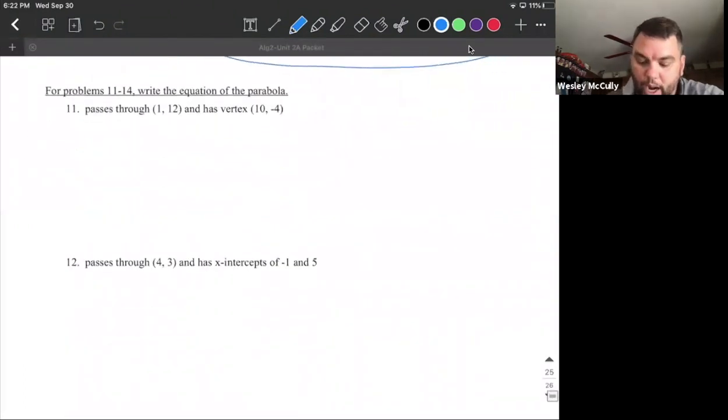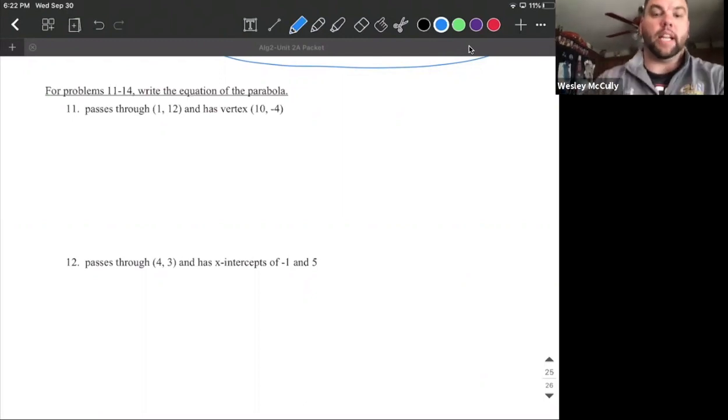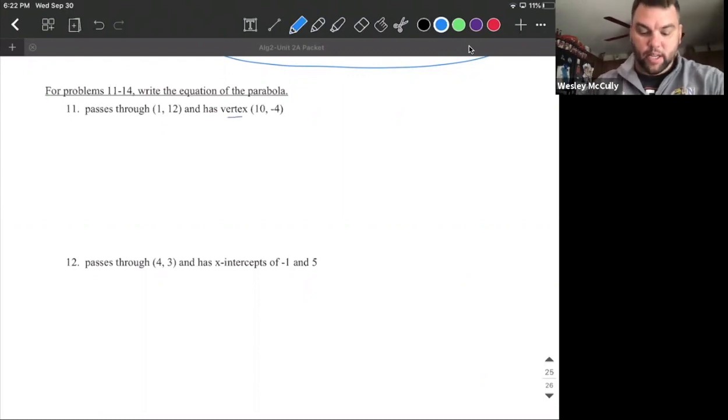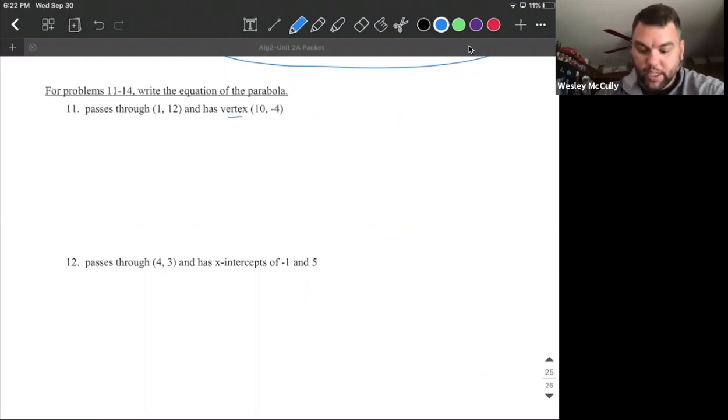Now we are going to write the equation of the parabola. When you do this, remember there are two forms that you can write your equation in, so you have to be aware of that. Now the key to this is finding the value of a. So what I want to do first is label my points because it's very important. First thing I need to do is recognize that in number 11, they're asking us to find the equation that passes through that vertex. So if they gave us the vertex, then we need to use vertex form. So we're going to use vertex form for this one.